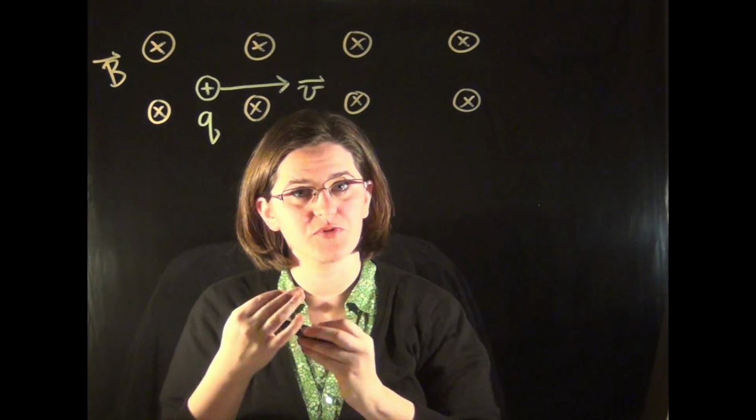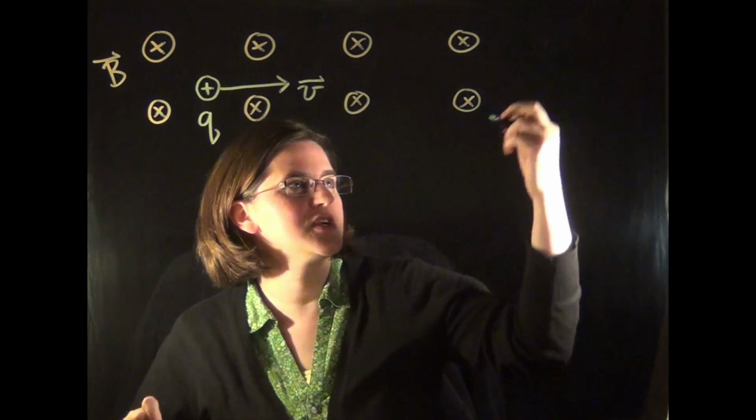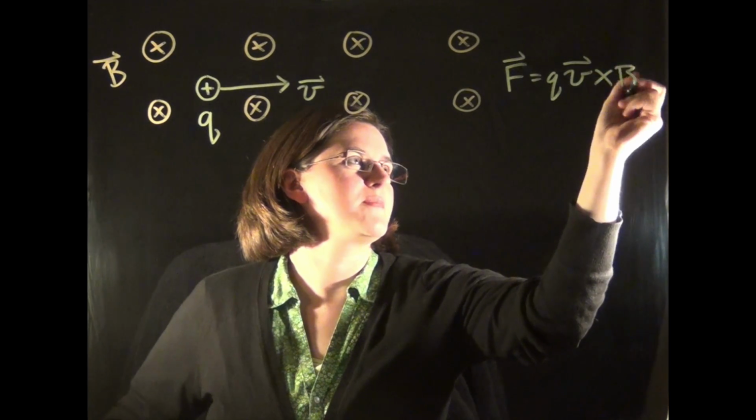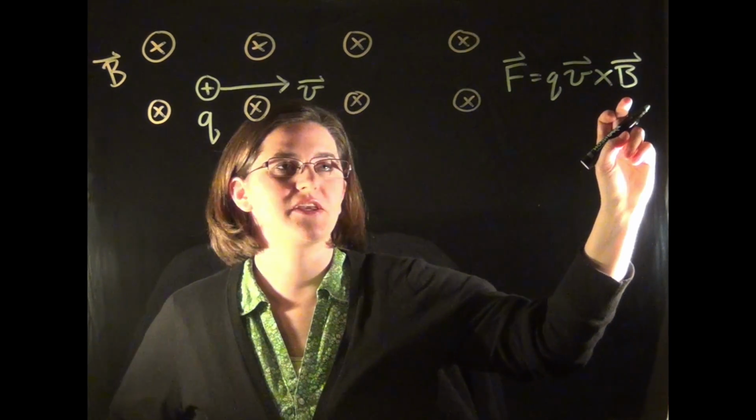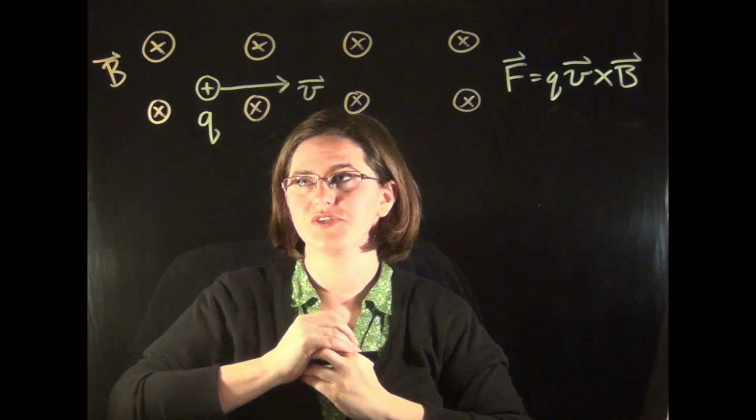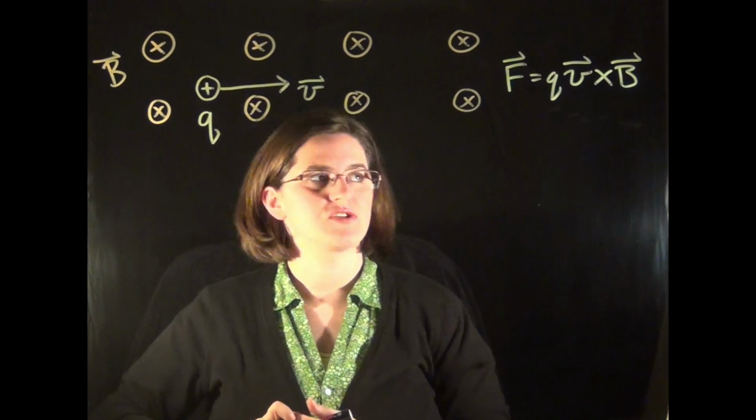Let's use the right-hand rule to figure out what the force on this charged particle is, and I'm going to use the equation F = qv × B, where that's the velocity, that's the magnetic field, the charge, and now we're going to find the force due to this magnetic field on the charged particle. So, put out your right hands.